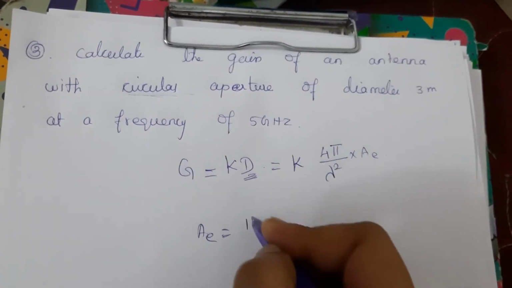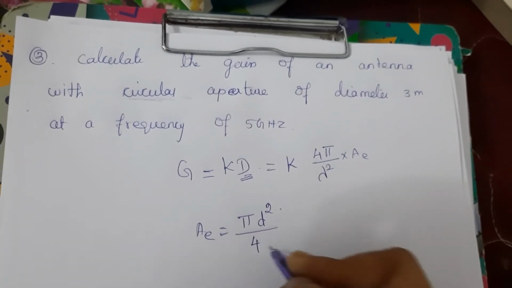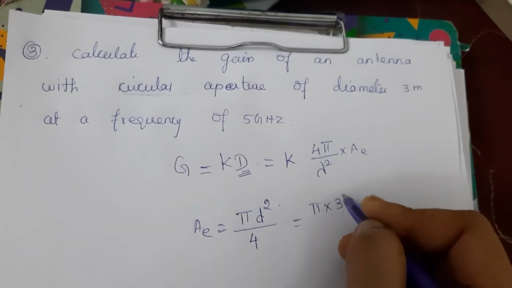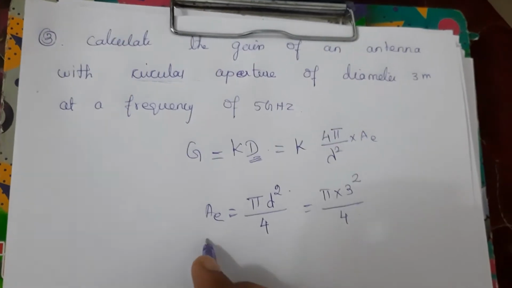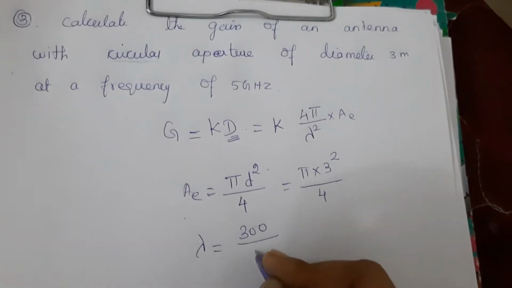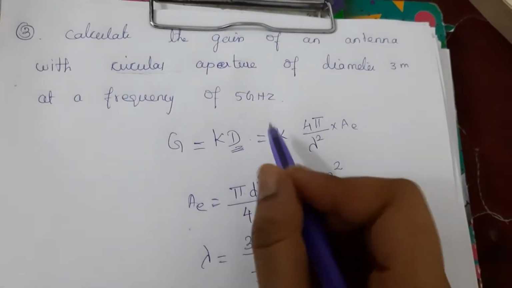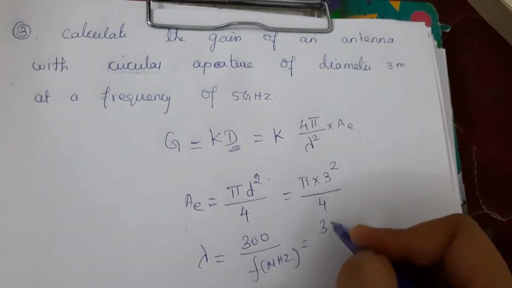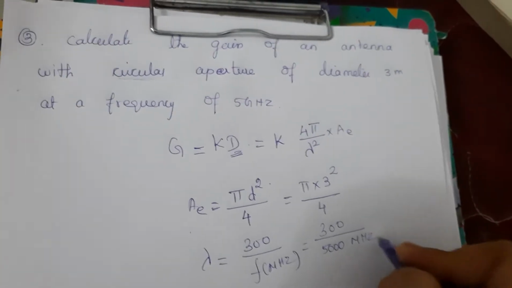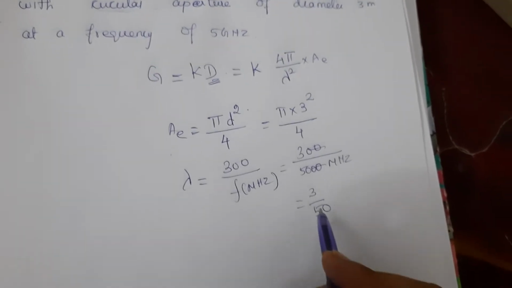So AE is equal to pi d square divided by 4. The diameter we know is 3, so 3 square divided by 4. So this is the AE value. And again for lambda, the formula here is 300 divided by F in megahertz. The frequency F is 5 gigahertz, which in terms of megahertz can be written as 5000 megahertz. So this becomes 3 divided by 50. So this is the lambda value.